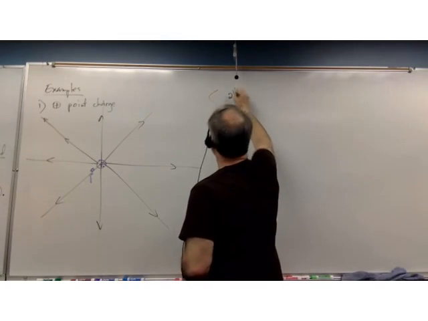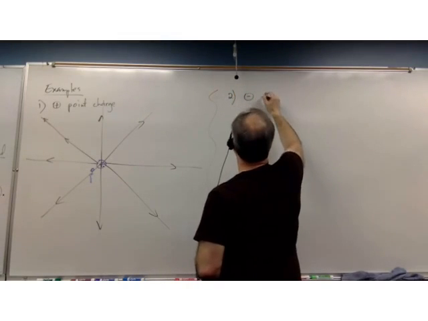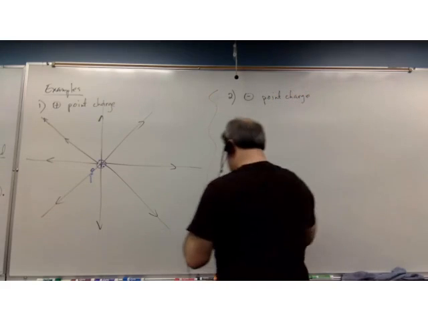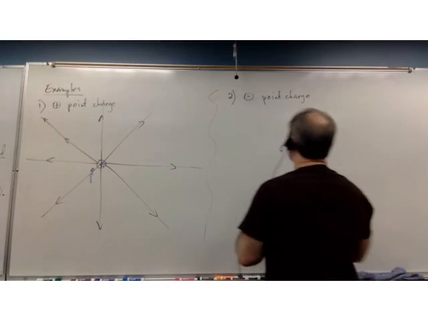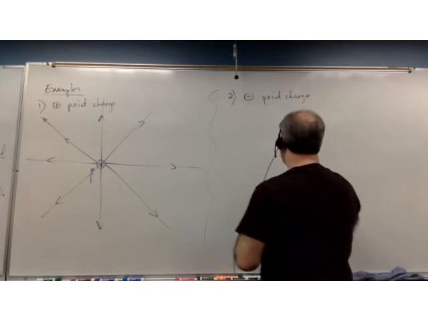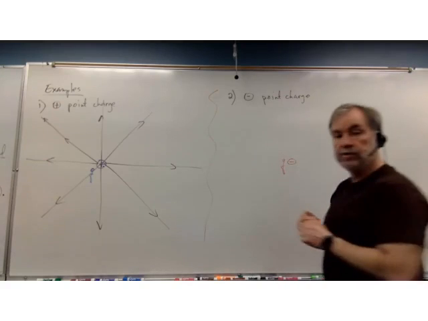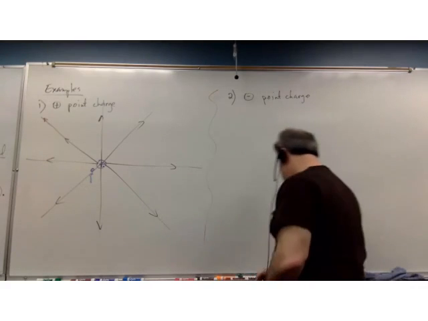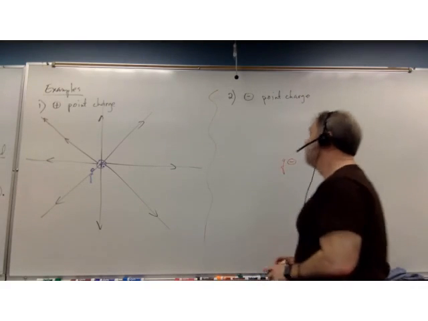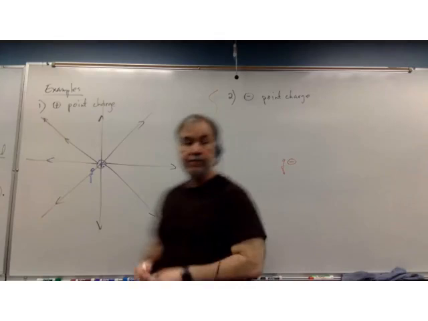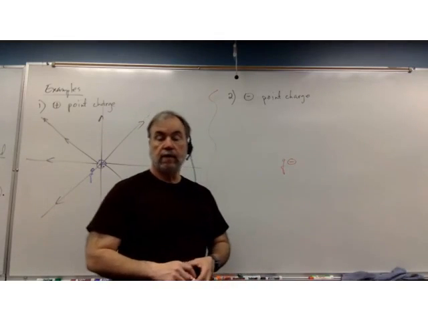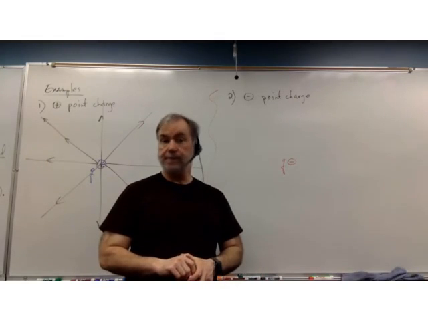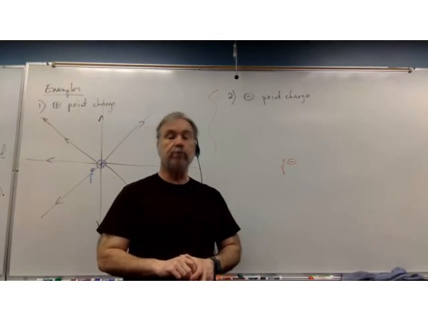Second example is exactly what you probably think it is: a negative point charge. I put a negative source charge there, then I ask the question, if I were to put a positive test charge into this negative charge's field, what would be the direction of the force on such a positive test charge? If I put it there, which I'm not going to, but if I did.